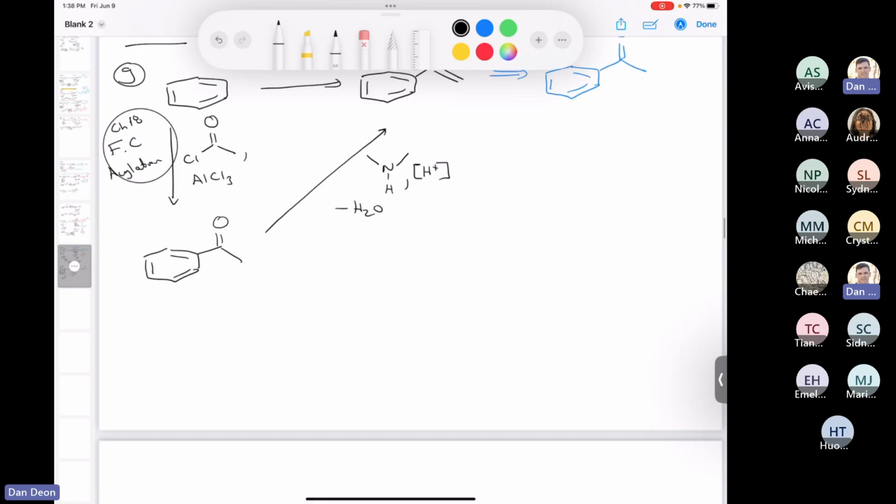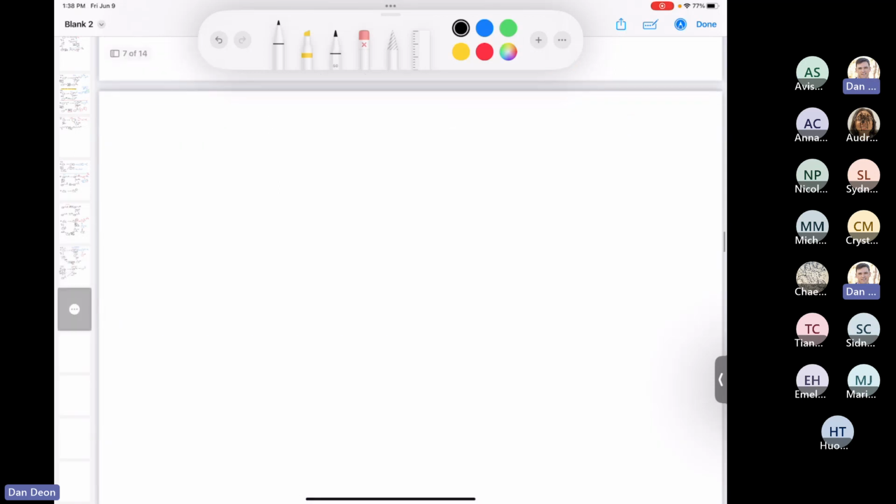Want to do one more? Let's try 19.73H. 19.73, and this is H. And again, this is from Klein, 4th edition. This one's an interesting reaction, or interesting synthesis, maybe.